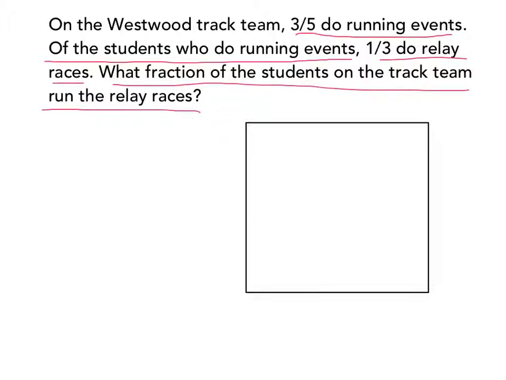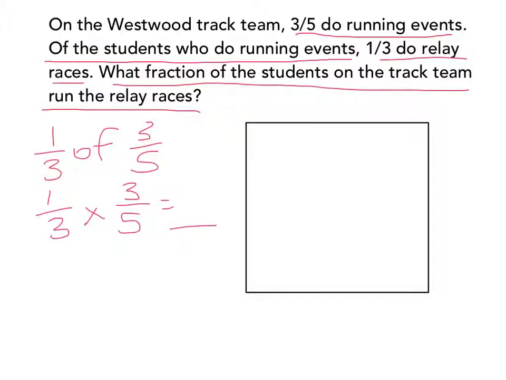Well, 3/5 are running events, and of those 3/5, 1/3 do relay races. So that means that I'm finding 1/3 of the 3/5. Or another way of thinking about that is 1/3 times 3/5.